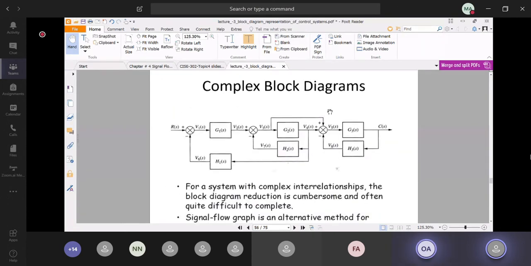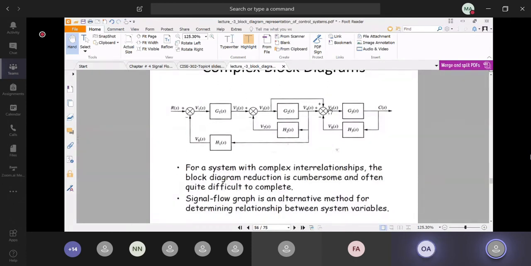Let's take this example. This can be considered a complex system. If you want to apply the block reduction technique, for the majority of students it will be complex and difficult to get the transfer function. But there is a way to convert this block diagram to a signal flow graph. After that, I can apply the signal flow rules to compute the transfer function without any simplification or reduction techniques.